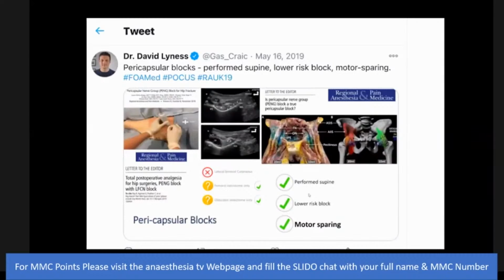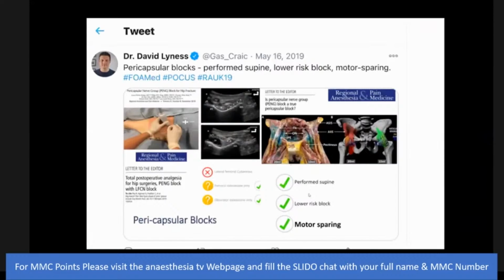When I was thinking how I should summarize this talk, I came across this interesting tweet. It says, it's a pericapsular block. It can be performed supine. It's a low-risk block. It is motor sparing. And though it does not cover the lateral femoral cutaneous nerve area, it does cover femoral and obturator osteotomes. So let us look at the other side.